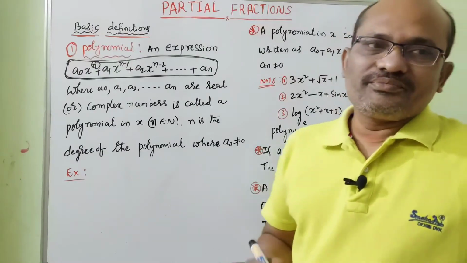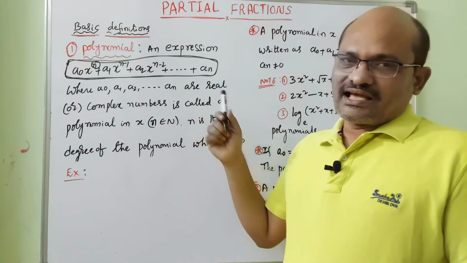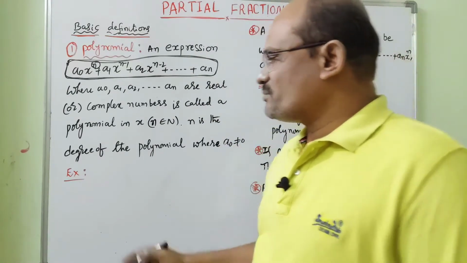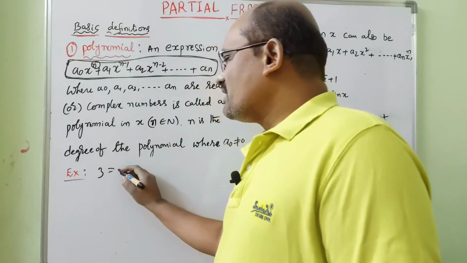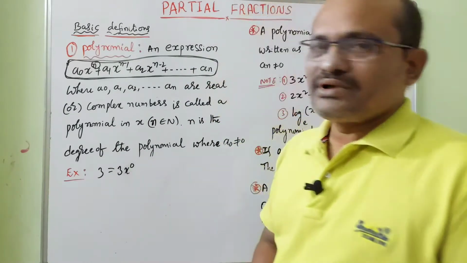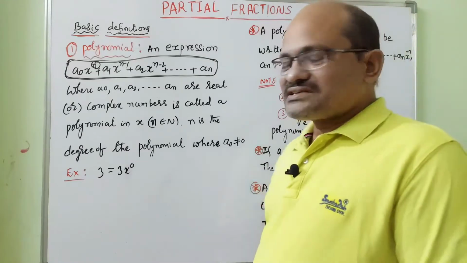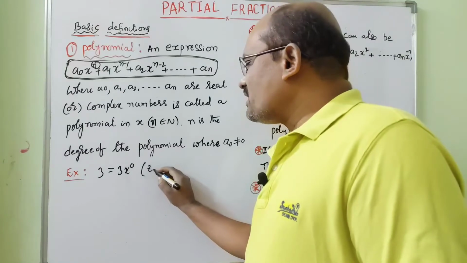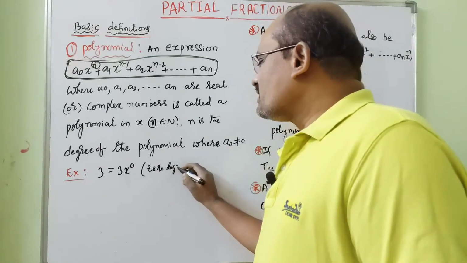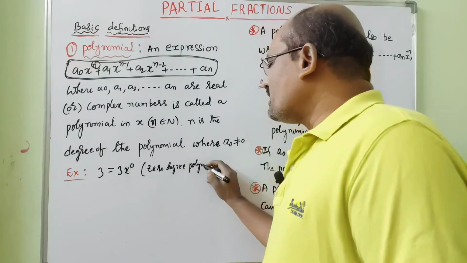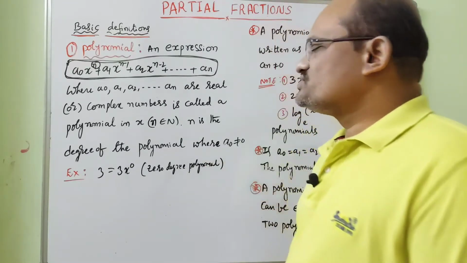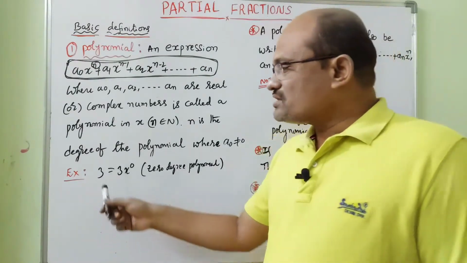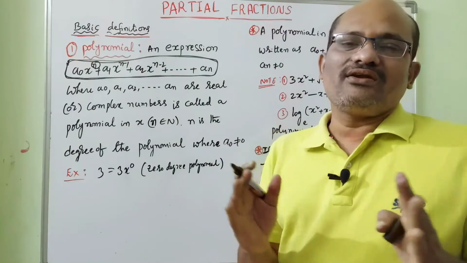Now I am going to write some examples for polynomials in x. The first one, take some non-zero constant, for example 3. You know very well 3 can be written as 3 into x power 0. Here the power of x is 0. It is called a 0 degree polynomial. Means simply a non-zero constant is a 0 degree polynomial.